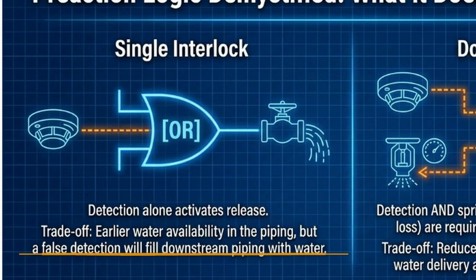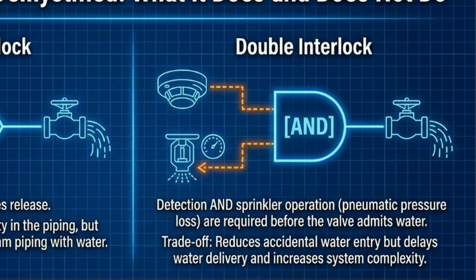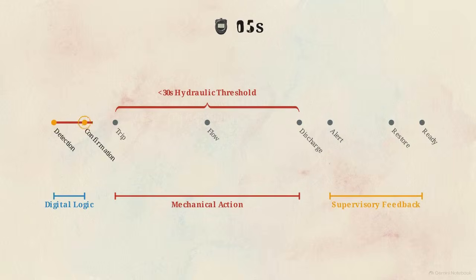This configuration provides earlier water availability in the piping, but it carries a significant trade-off. A single false smoke detection will fill the downstream piping with water. A double interlock configuration operates as an AND gate. It requires both a smoke detection signal and the physical opening of a sprinkler head, detected through pneumatic pressure loss, before water is admitted. While double interlock protects against accidental discharge, it introduces hydraulic delivery delays that must be managed through precise engineering.